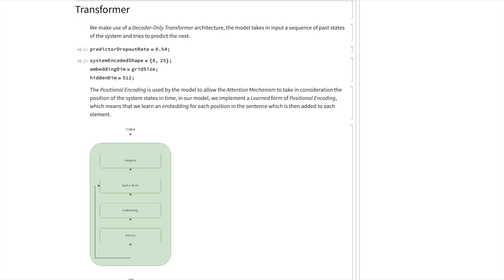And we basically do this by creating indices, creating learned embeddings for those indices, and simply adding those embeddings of the indices to the embedding of the data. In this case, the embeddings are the particle state of the system at each time step.